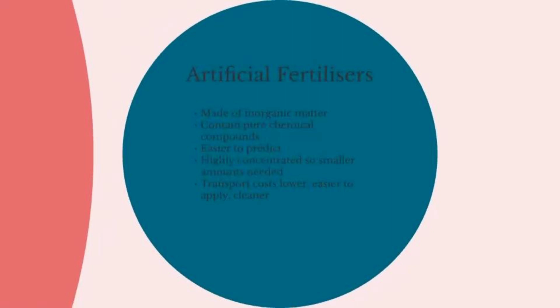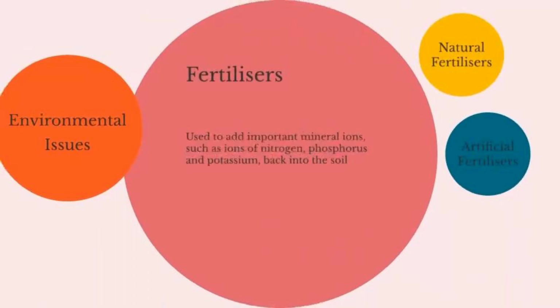So equally, they are much more highly concentrated than the natural fertilizers, and because of this, you need much smaller amounts. That means that it is easier to transport, so the transport costs are lower because you don't need to transport so much. It's easier to apply, and it's cleaner because you're not handling things like manure, which is made up of feces. So there are two different types of fertilizers. There's the artificial and the natural, and farmers can use either, but we are now going to go on to the environmental issues that can be caused by the use of fertilizers.